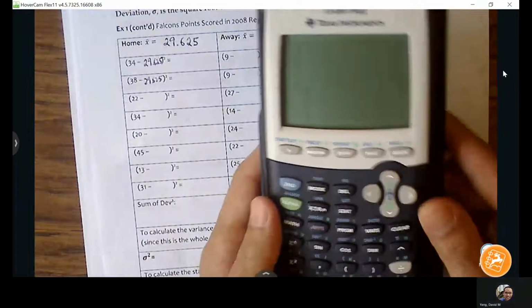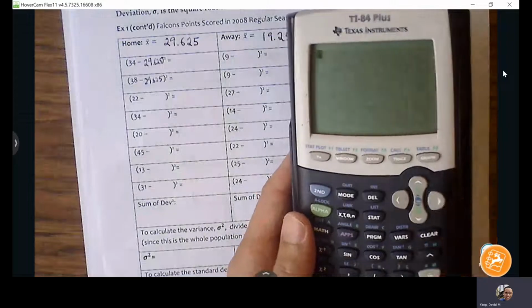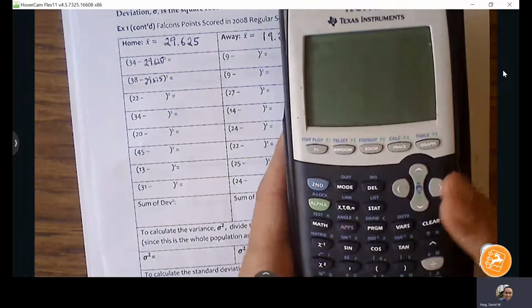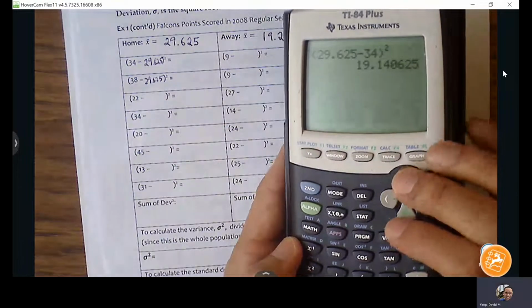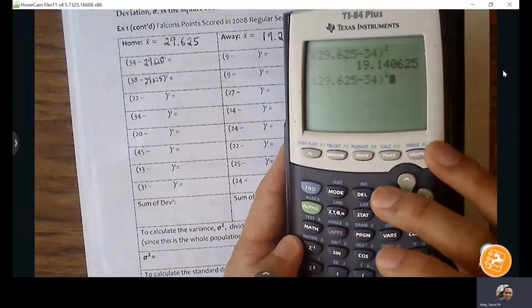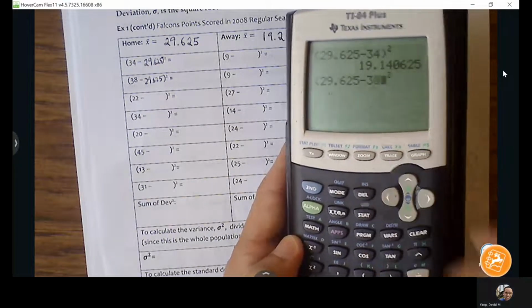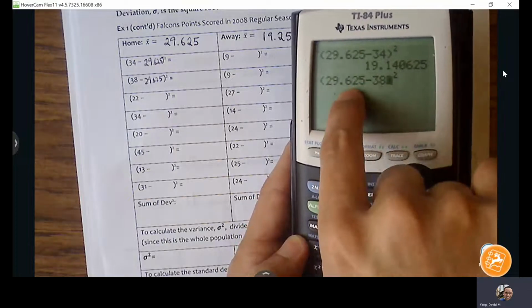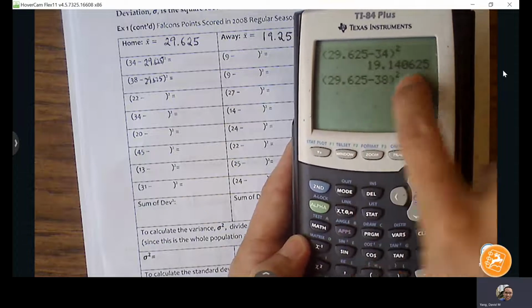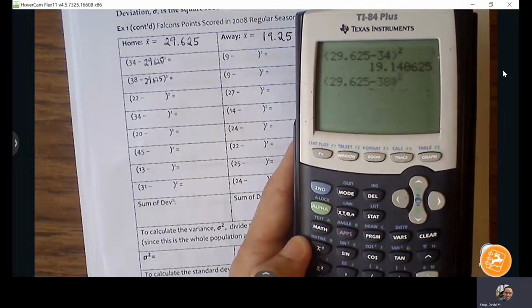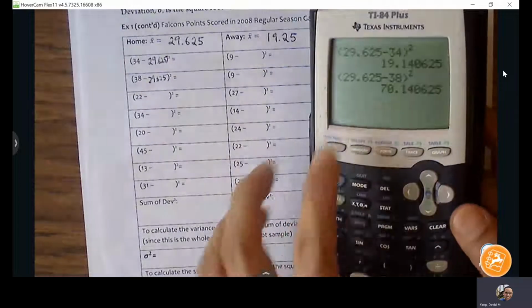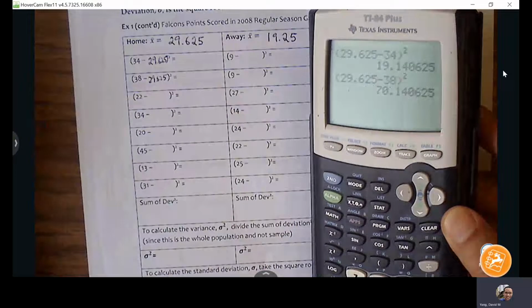To make it a little bit faster to enter, tomorrow we're going to learn a much faster way, but for now, if you just do parentheses 29.625 minus 34, we're going to be squaring it, so it's always going to give us a positive number. That way, you can just go up to the previous entry and change the last number. It's a little faster than having to scroll all the way back to the original. So I think it's faster to just do the mean minus the data entry, and I prefer that.